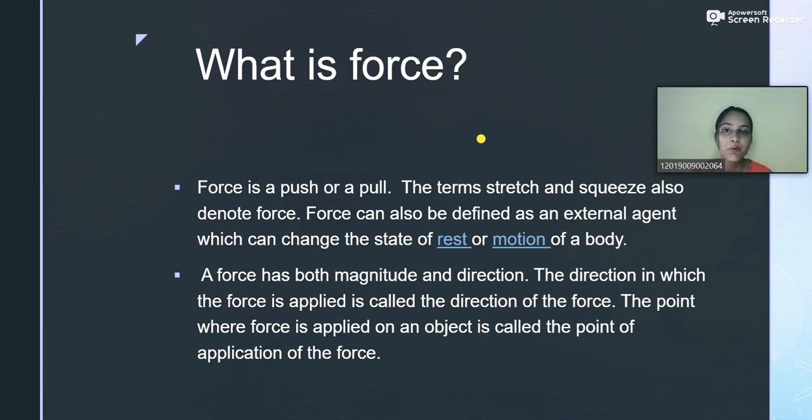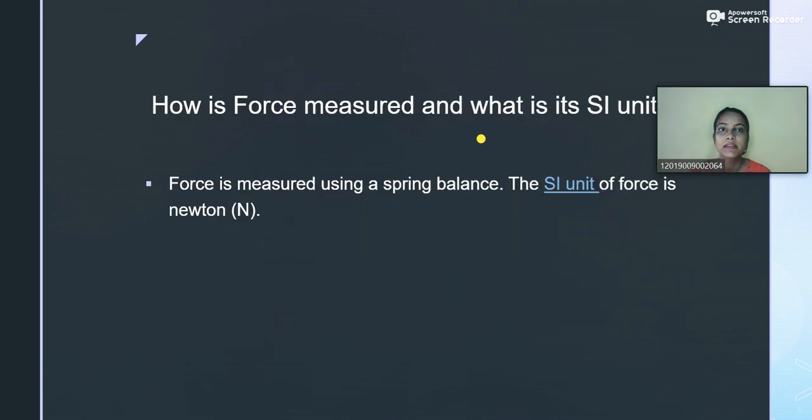A force has both magnitude and direction. The direction in which the force is applied is called the direction of force. So the direction in which the force is applied, that direction is called what? The direction of force. The point where the force is applied on an object is called the point of application of force. Then we have how force is measured and what is its SI unit. So force is measured using a spring balance, and the SI unit of force is Newton, and it is sometimes denoted as N.